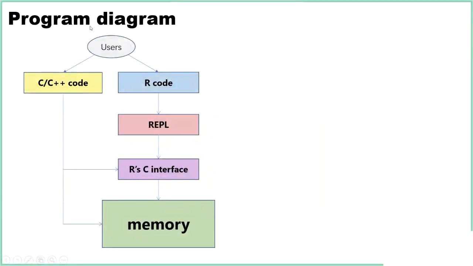Here's a program diagram for R. Users sit at the top of the diagram, and they can call some C or C++ code in R, and they can also call R code. The R code will go through a REPL, which is responsible for evaluating your R code and translating it into the corresponding R C interface to do the job. And the R C interface will be responsible for getting the data of the vector from the memory.